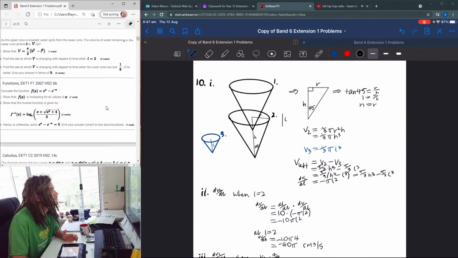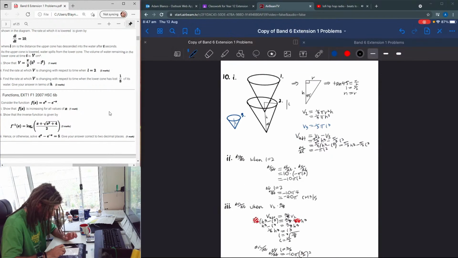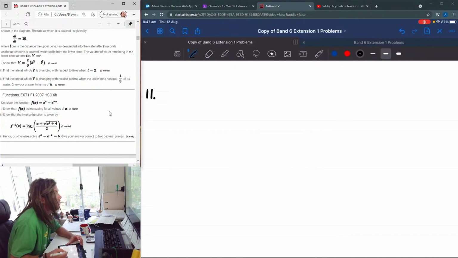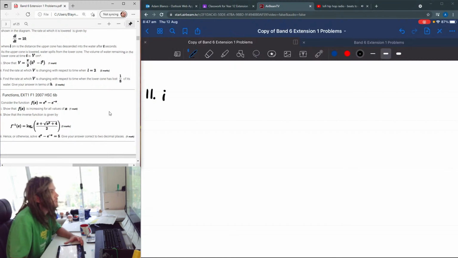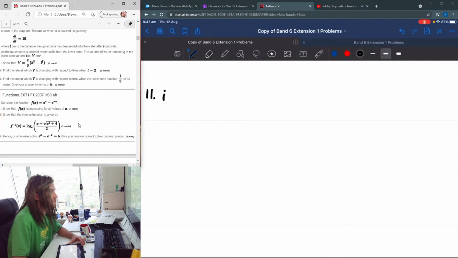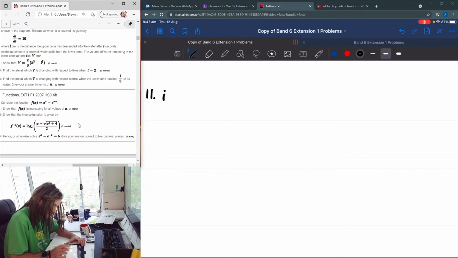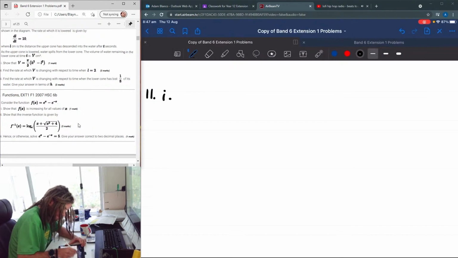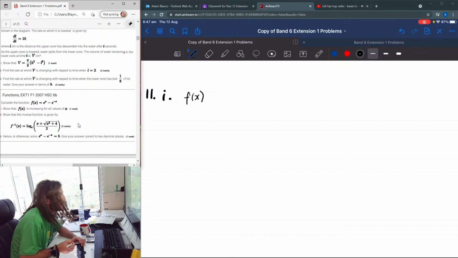Okay. Alright, let's do this last one. I think this one's pretty nice. Show that it's increasing for all values of x. That should be the easiest question in the universe, especially considering it's an exponential. But f, need a dot there. I guess it just comes down to the argument. It's only one mark.